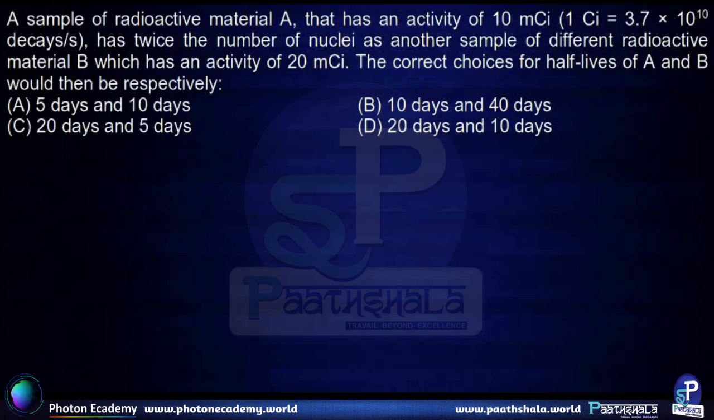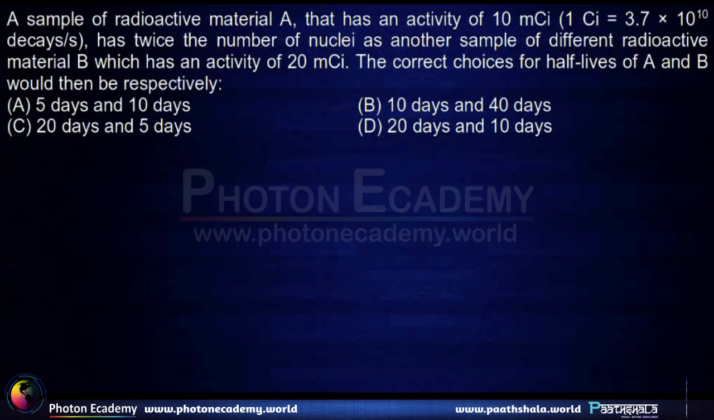A sample of radioactive material A that has an activity of 10 mCi has twice the number of nuclei as another sample of different radioactive material B which has an activity of 20 mCi. The correct choices for half-lives of A and B would then be, respectively.